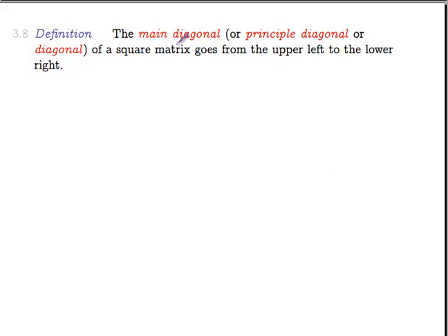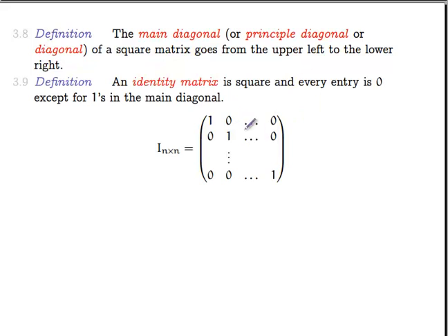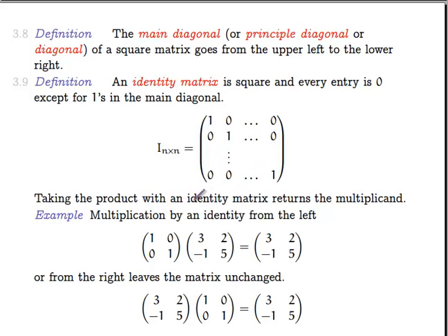Some other important definitions: the main diagonal or principal diagonal, or sometimes just diagonal, of a square matrix goes from the upper left to the lower right. Okay, so here we have ones on the diagonal, or you could say ones on the main diagonal. An identity matrix is a matrix that has ones on the main diagonal and zeros everywhere else. If you take the product of an identity matrix with any other matrix, it returns that matrix. And this is true both on the left side or on the right side.